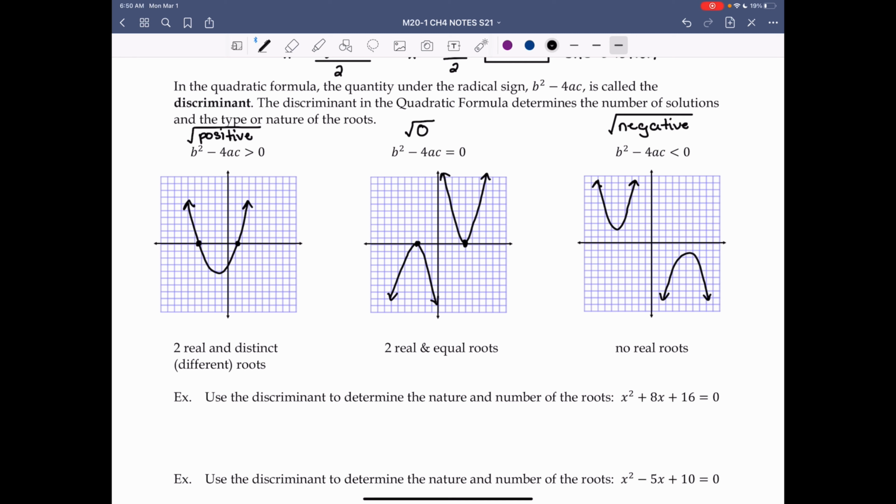For one solution, an example could be that when we factor, we get the same binomial. So x plus 5 times x plus 5, for example. Then we would have x equals -5 and x equals -5. So we have two roots, but they're both the same. So really we can just think of it as we have one solution.